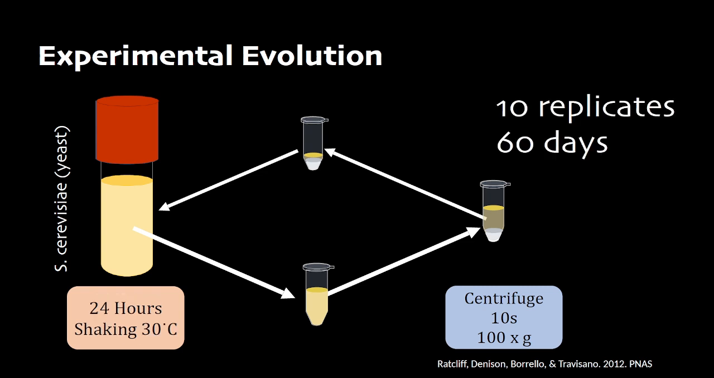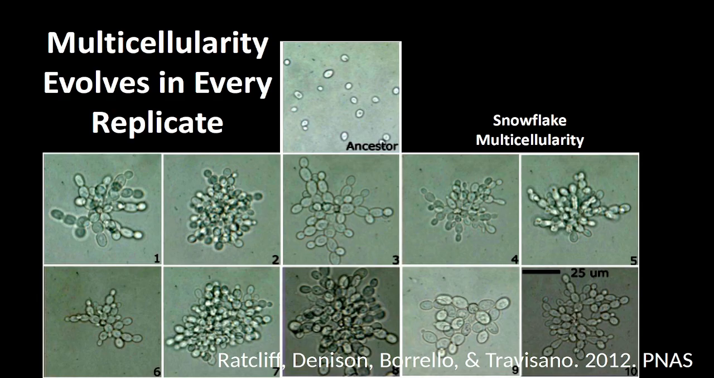So we had 10 replicates and we ran it for 60 days. The ancestor is there on the top, so it looks like a yeast. And here are our 10 populations, and they all evolved multicellularity. It was a very easy experiment to do, and it was very repeatable, and showed how easy it is to evolve multicellularity. And anybody can do this experiment.